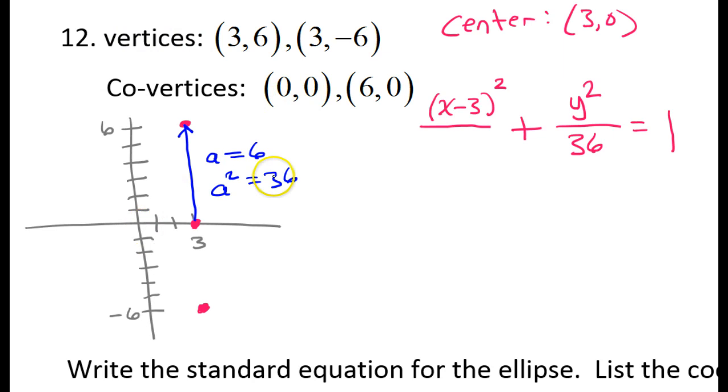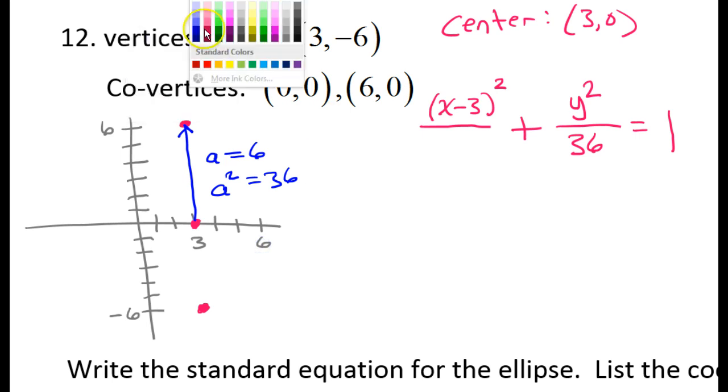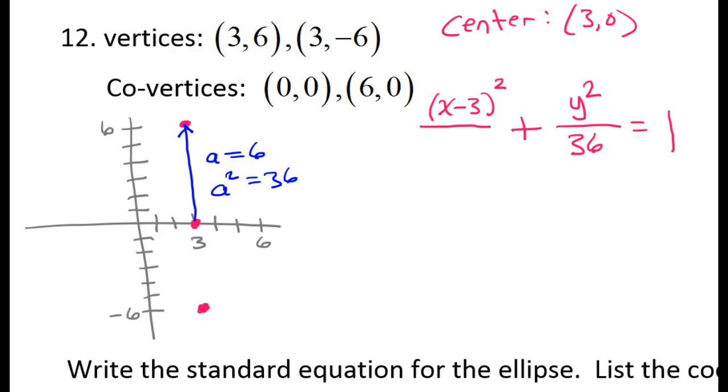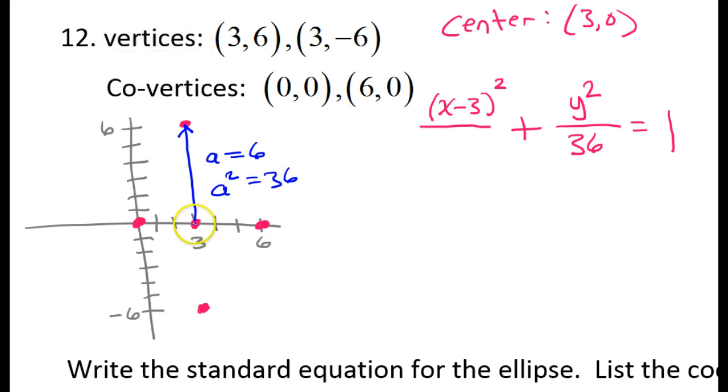Covertices are at (0, 0) and (6, 0). So 3, 4, 5, 6. So (0, 0) and (6, 0). These are my covertices. Okay, hopefully you can see that the distance from 3 to 6 is 3. So that tells me that the b value is equal to 3. That means b squared is equal to 9.